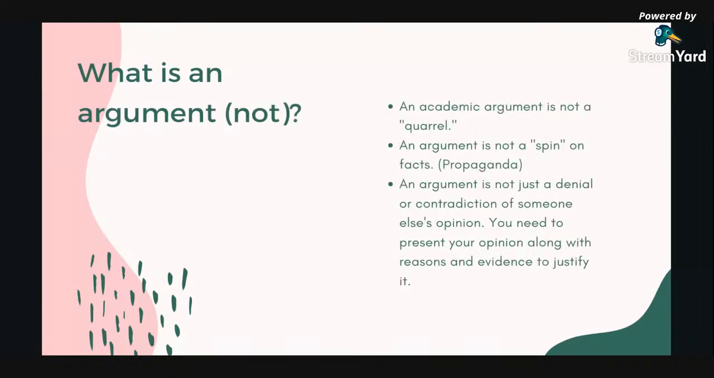So what is argument not? I've already kind of alluded to this. It's not a quarrel. It's also not where you spin the facts, which is like propaganda. And you're also not just denying or contradicting someone else's opinion. You actually have to present your own opinion, and you also have to have reasons and evidence to back up what your opinion is.